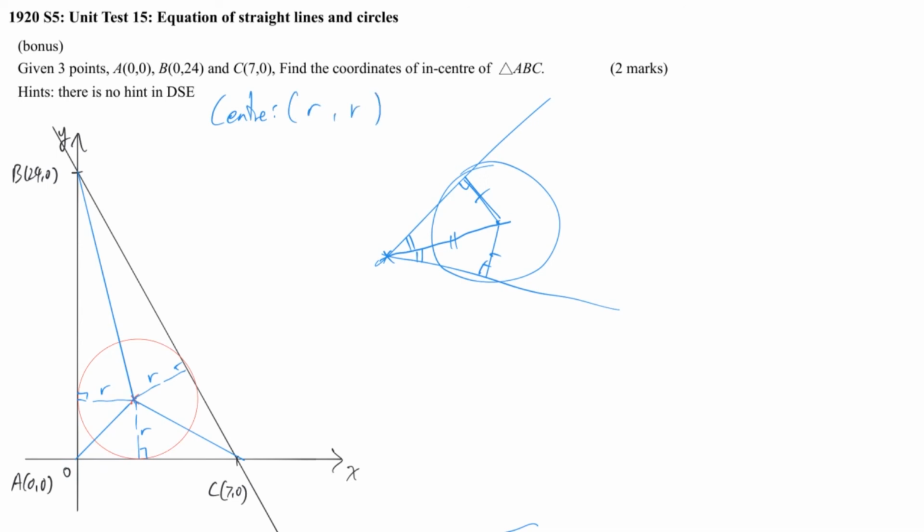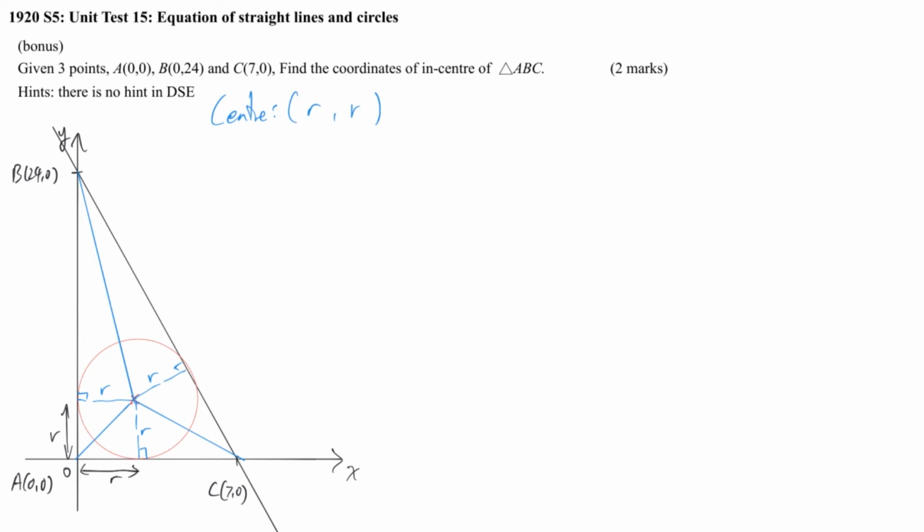Then our mission is to find the radius of this inscribed circle. This distance is r, also this distance is r. So we can find that one side of a congruent triangle is 24 deduct r. Just like what I mentioned, these two triangles are congruent. This is 24 minus r, which implies this is also 24 minus r. For a similar reason, we have 7 minus r here, which means that this is also 7 minus r.